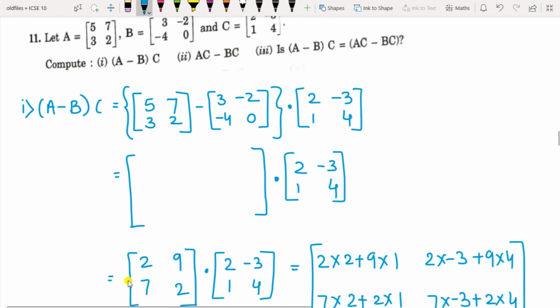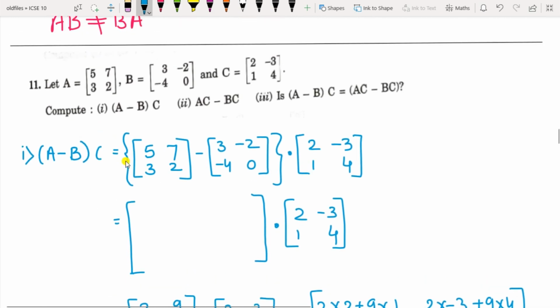Next question here is, A, B, C matrices are given, all are of the order 2 by 2. So you have to compute (A minus B) into C, AC minus BC, and is (A minus B) into C equal to AC minus BC. So we will find the value of the first part, (A minus B) into C. So write the matrix for A minus the matrix for B, which is in the curved bracket, and multiply it with the matrix of C here.